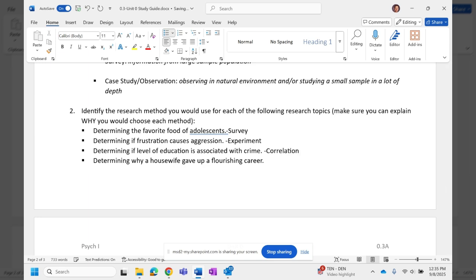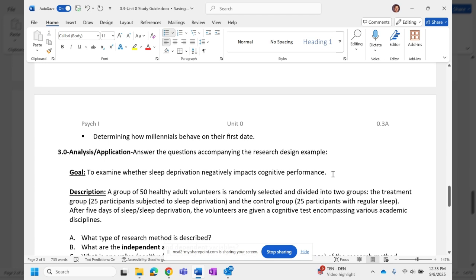Determining why a housewife gave up a flourishing career. You probably want to interview her. That's going to be more of a case study, one particular person. And then determining how millennials behave on their first date. Probably want to go out in the natural environment. You get a case study or observation. I lump them together, but they're technically different.